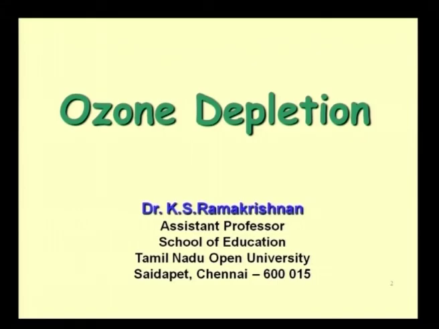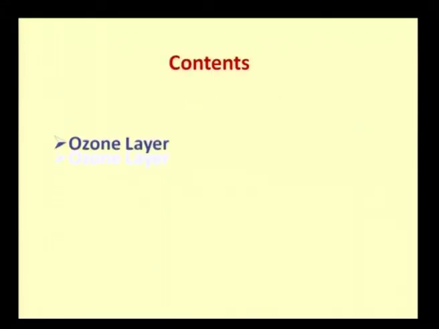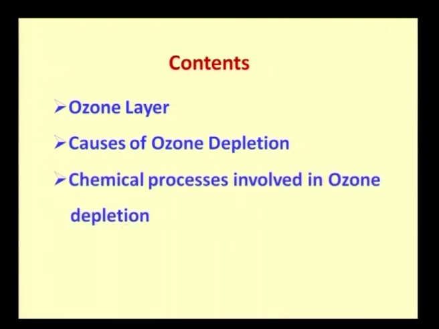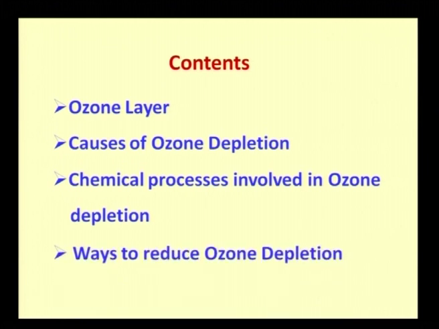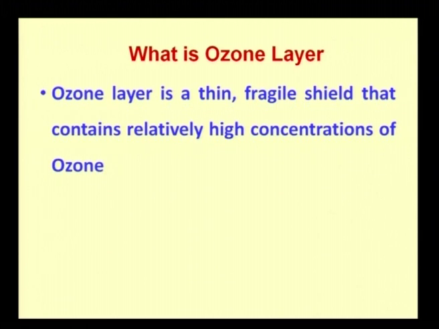Welcome to UGC CEC program. In this episode, we are going to discuss ozone depletion. The topics that we are going to discuss are: what is the ozone layer, what are the causes for ozone depletion, the chemical processes involved in ozone depletion, and what are the ways to mitigate the problems associated with ozone depletion. First of all, let us see what is the ozone layer.